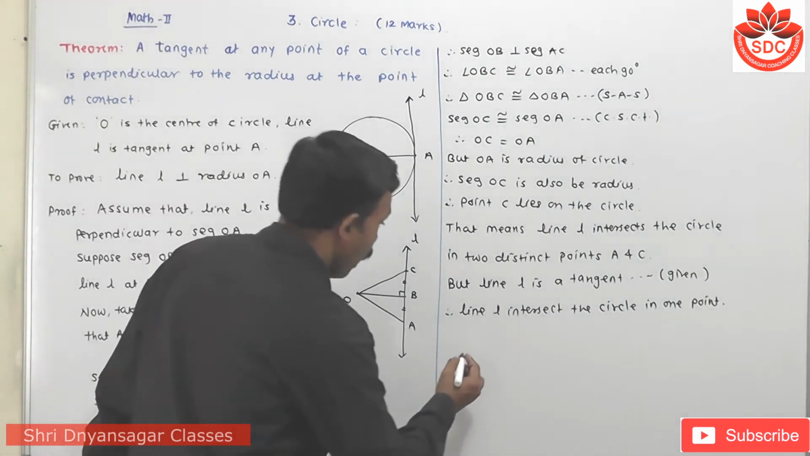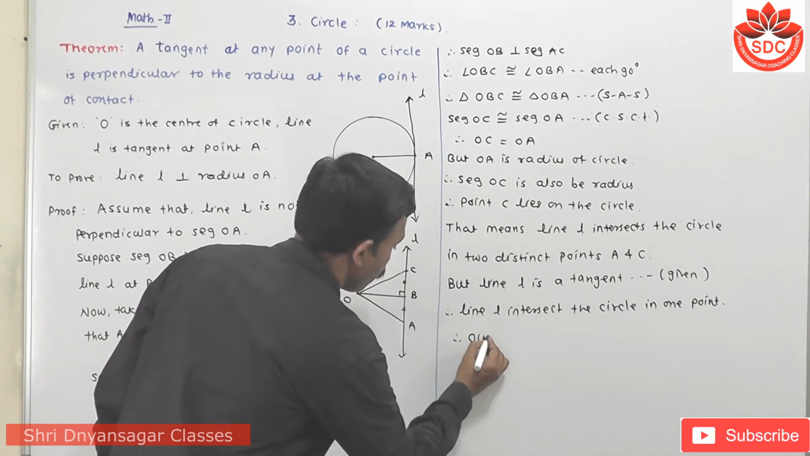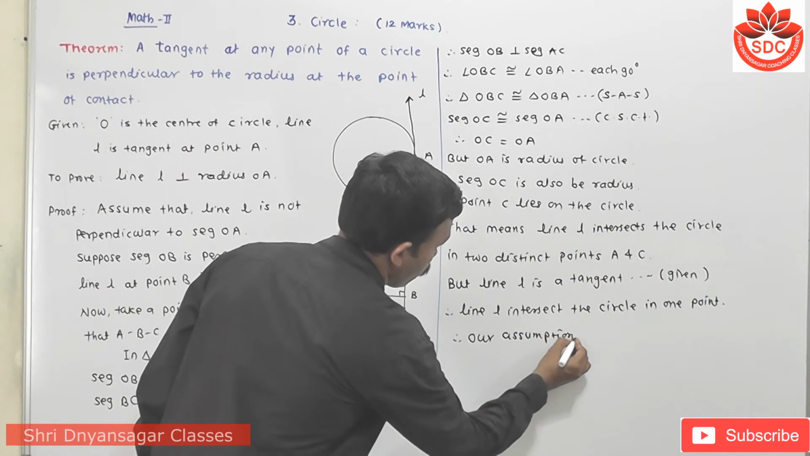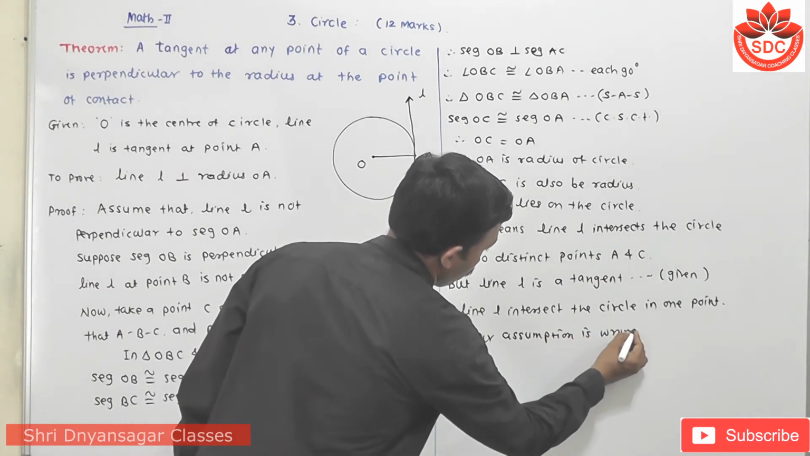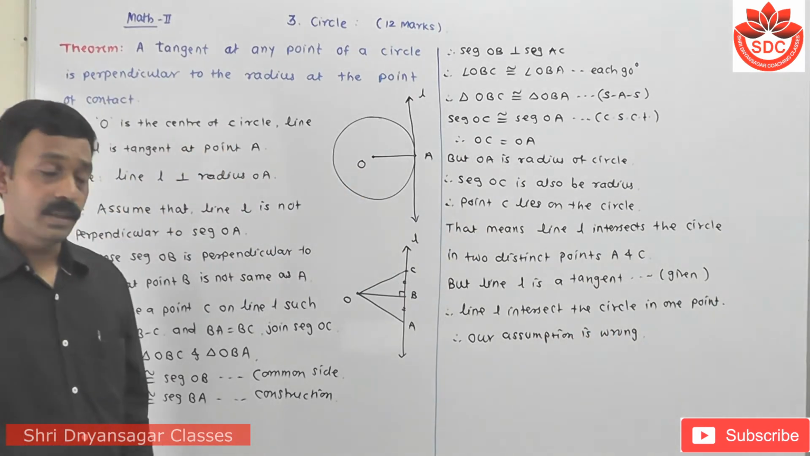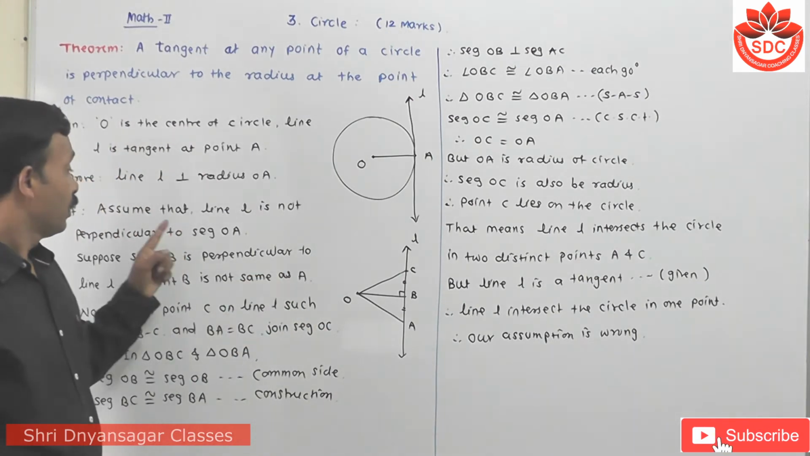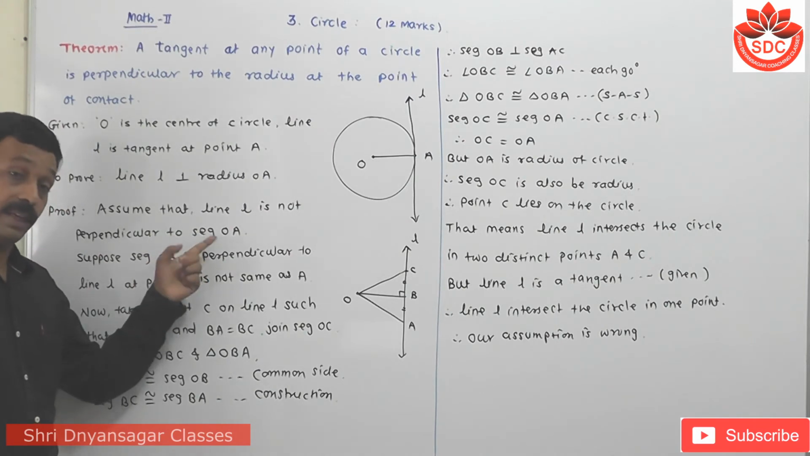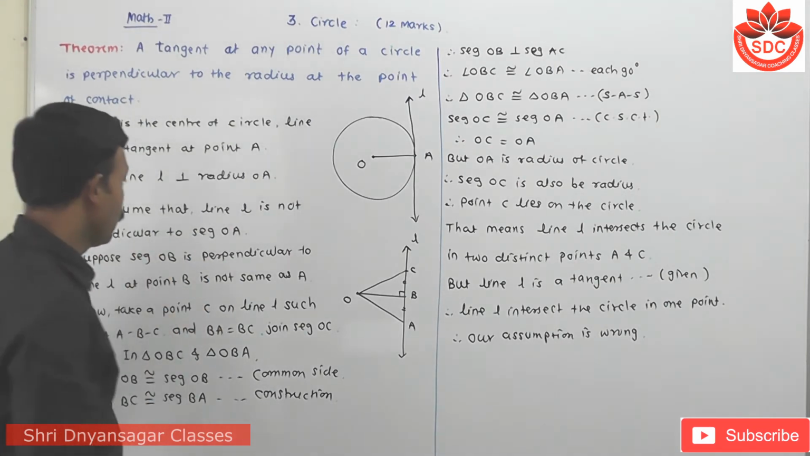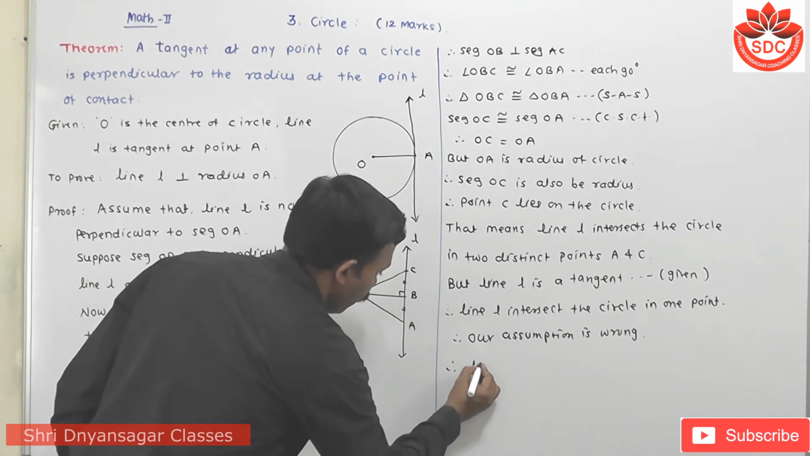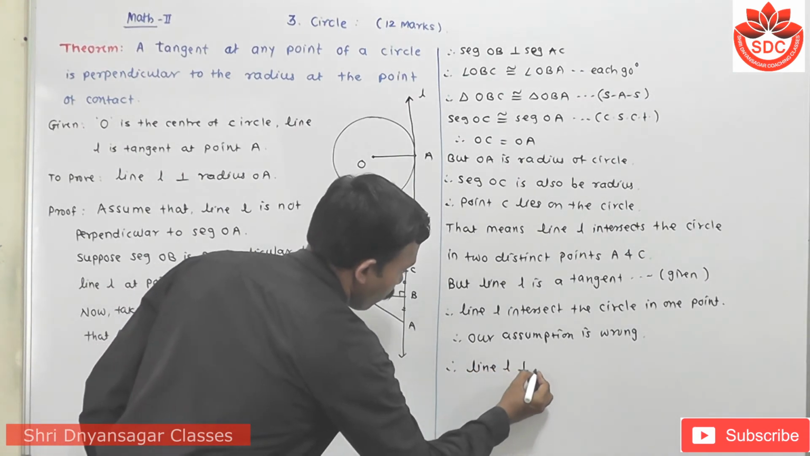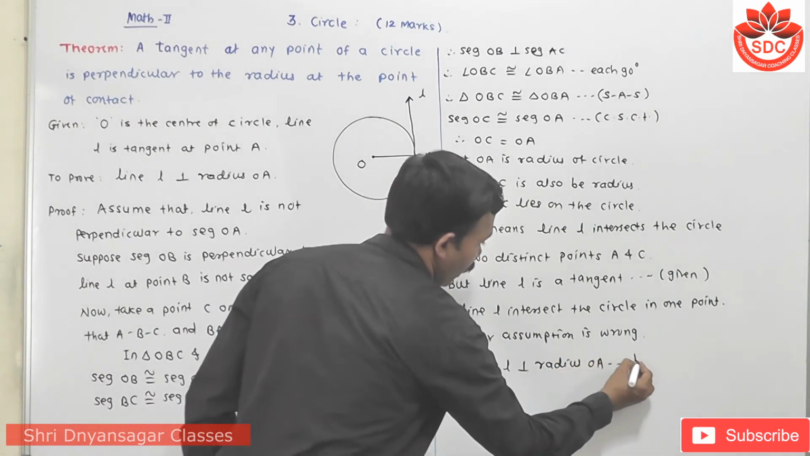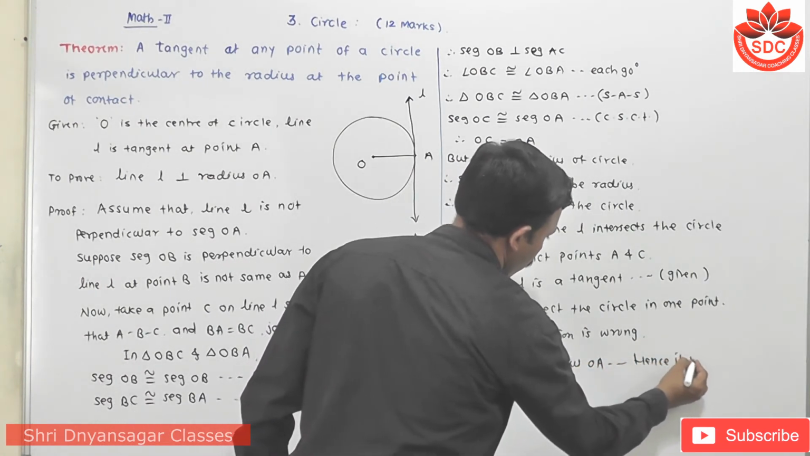Therefore, our assumption is wrong. That is, our assumption is wrong. We assumed that line L is not perpendicular to the segment OA. That is, the line is perpendicular to the segment OA. Therefore, line L is perpendicular to the radius OA.